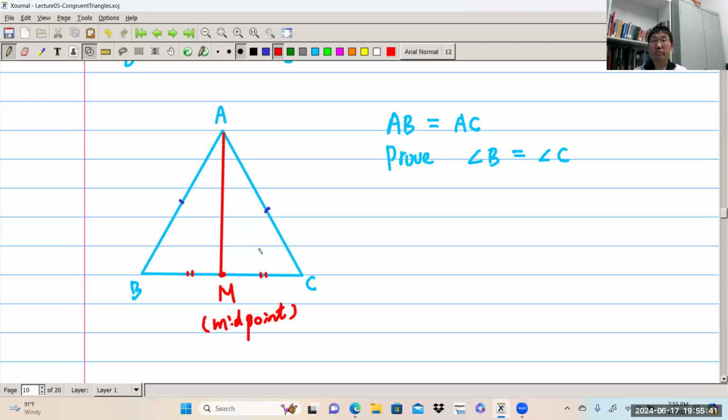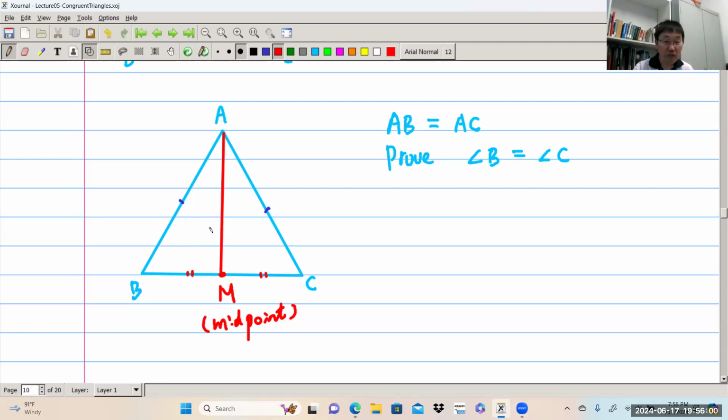ABM and ACM. No, okay, so that's your speculation, right? Your speculation. You have to somehow give evidence, okay? You have to prove. Now you try. So what kind of information can you get for this problem?